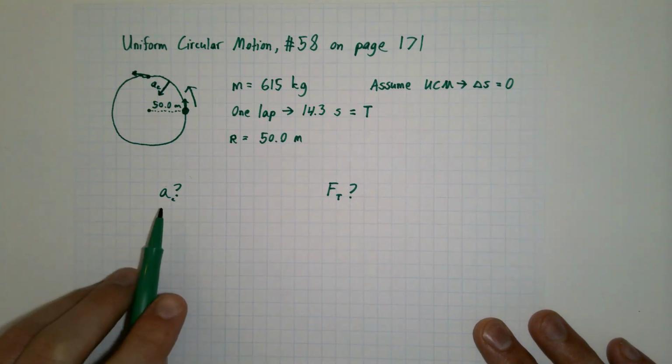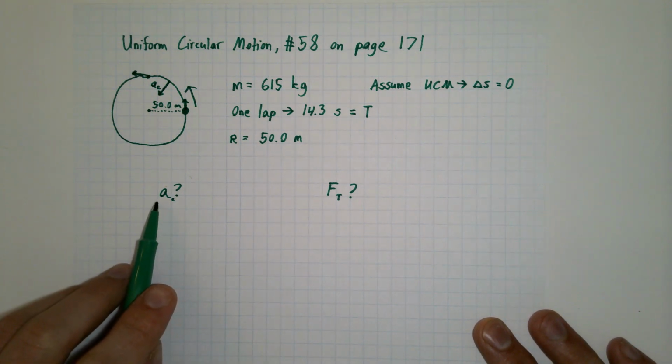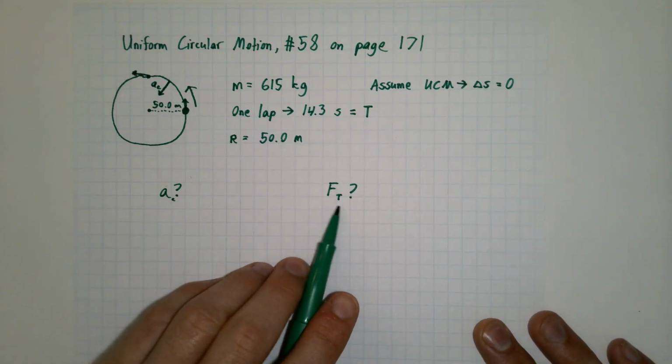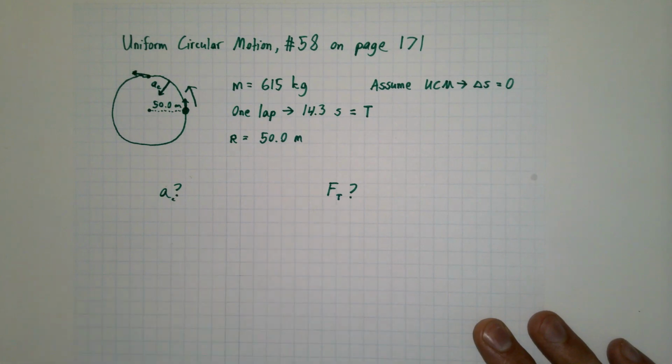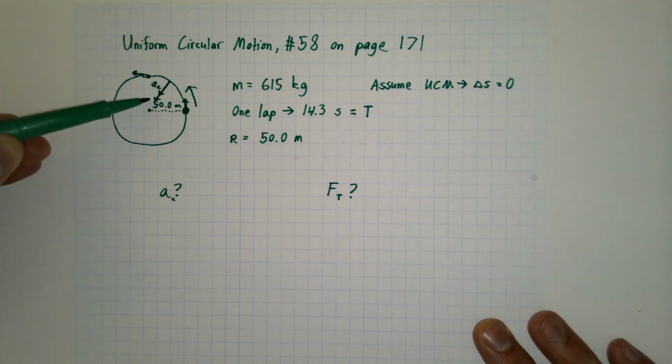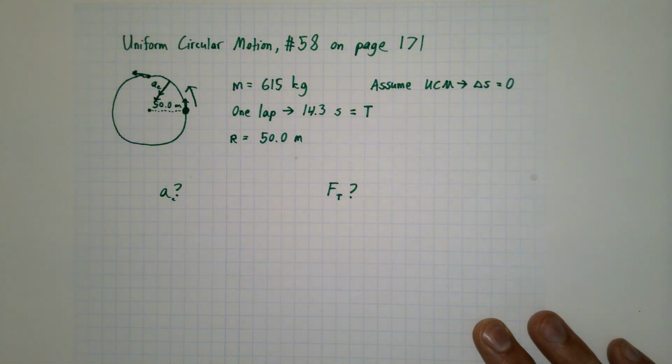Once we find the centripetal acceleration that the race car is undergoing, we'll also be asked to find the force that the track, or F sub t, is exerting on the car in order to keep it in this circular motion. Because if we have centripetal acceleration, there will be a centripetal force in the same direction as that acceleration, keeping the car in the circle, because in order for its velocity to be changing, there must be some force causing that change.